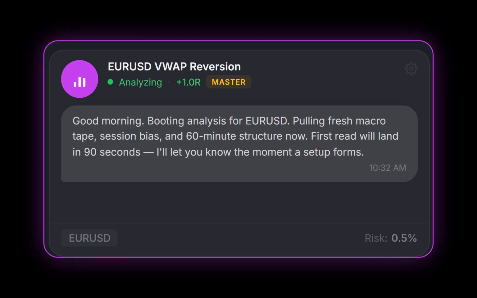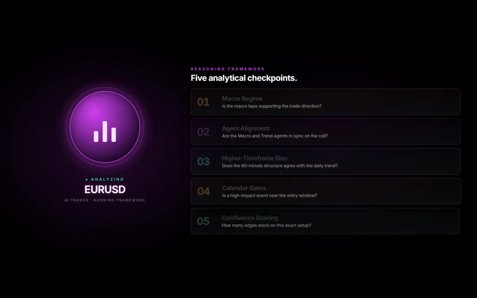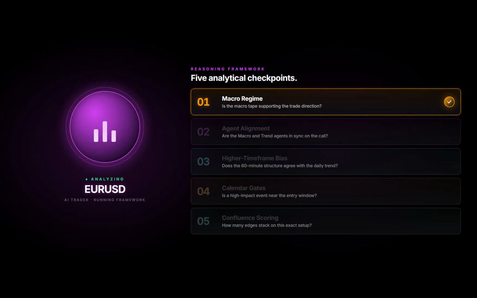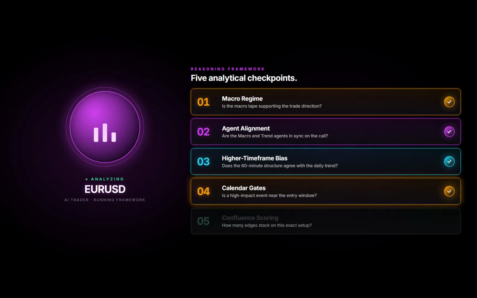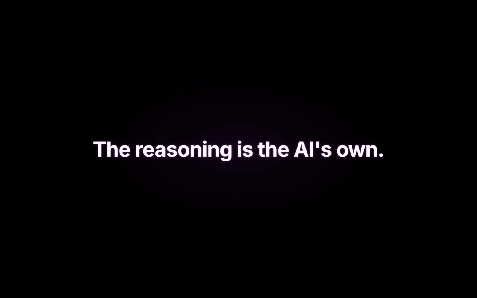It runs a structured reasoning framework, a sequence of analytical checkpoints written specifically for the instrument it watches. Macro regime, agent alignment, higher time frame bias, calendar gates, confluence scoring. The steps are fixed. The reasoning is the AI's own.